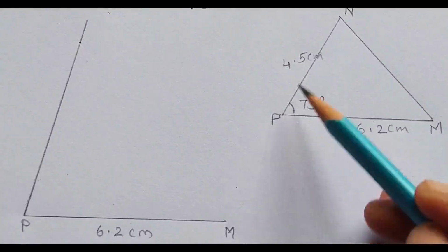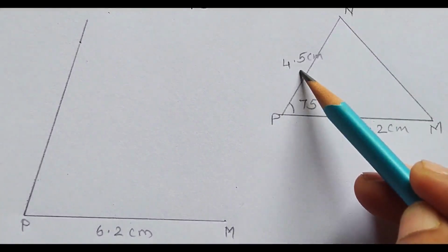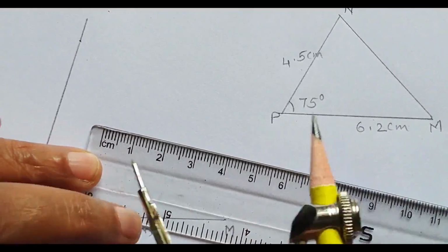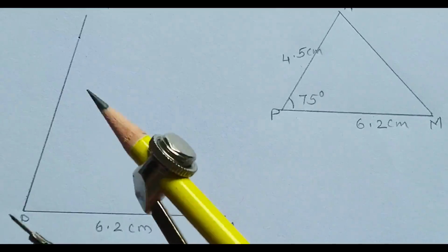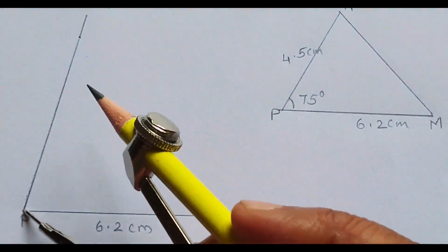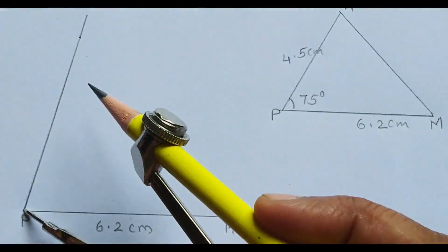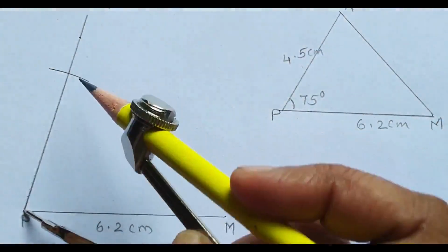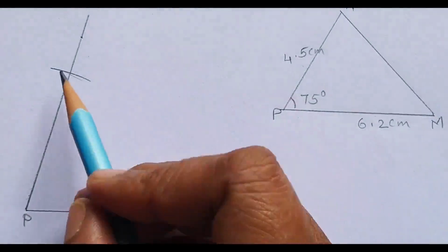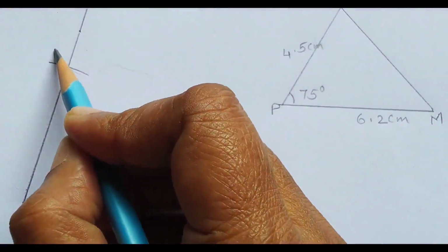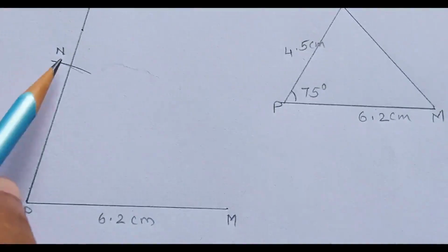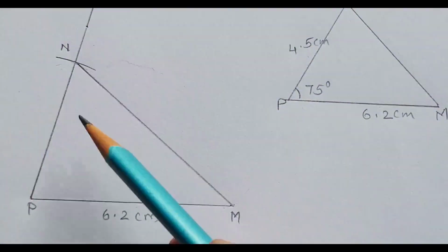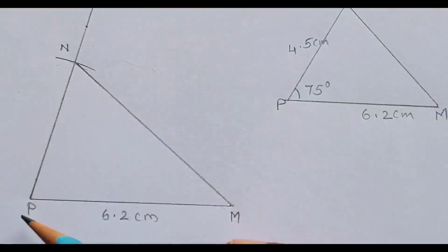Now the length PN is given as 4.5 centimeters. For that we have to take the measure 4.5 on the compass. Now keep the pointer at P and draw an arc to cut this arm at that distance. Now this point of intersection is the point N. Now join point N and M and your construction is complete. And you get the triangle MNP.